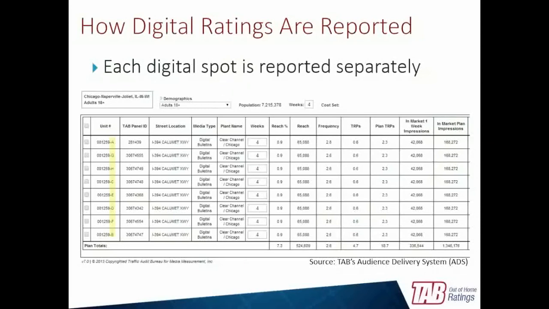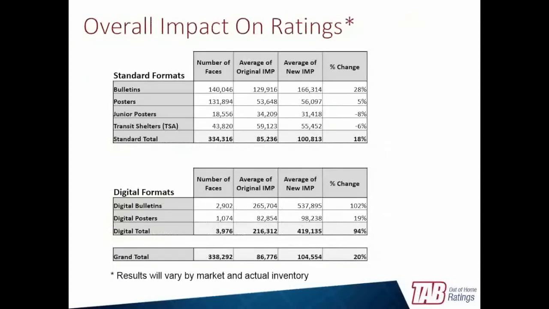So here's how we report all of these ratings. We're not going to report the digital structure rating anymore the way we have. We are only going to be reporting each individual flip. So you see on the left, this is what it's going to look like starting next week. We have the unit number, and we've assigned an A, B, C, D, E, F, G, depending on how many flips exist. And you'll notice as you scan across the top and look at the TRPs and the in-market week 1 impressions and other impressions, that they're always going to be the same within the same structure, but they're going to be different between structures.